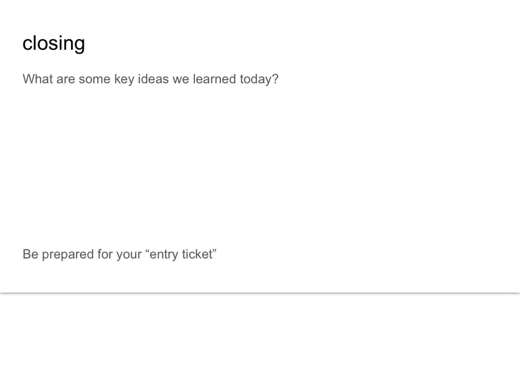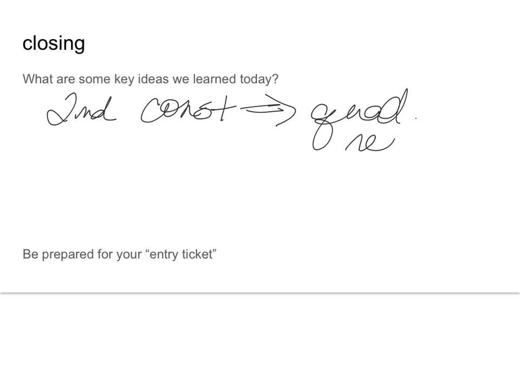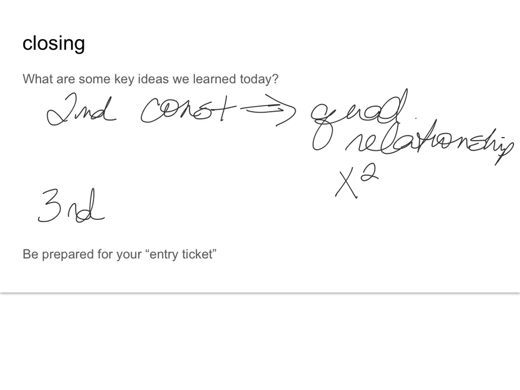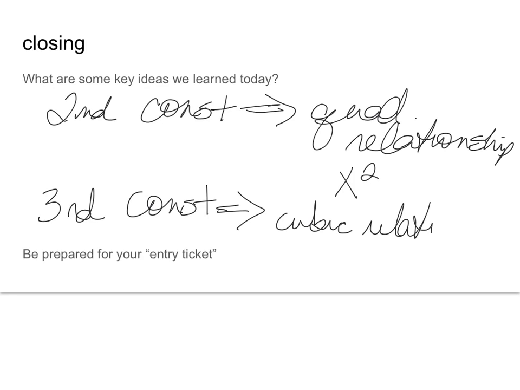All right, in closing, what are some of the key ideas that you learned today? I would say sequences whose second differences are constant are a quadratic relationship, which is squared. And then we have third differences are constant. That gives us a cubic relationship.